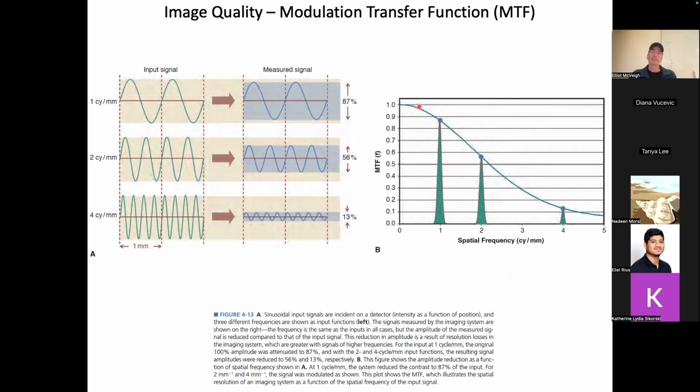So low frequencies get passed through the system just fine. As the frequencies get higher, they get diminished in terms of the amplitude between the positive and minus. So eventually this goes down to 0, right? And I can't resolve anything higher than a specific frequency. And this function is called the modulation transfer function.